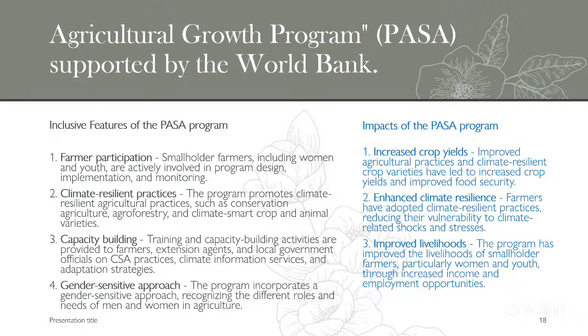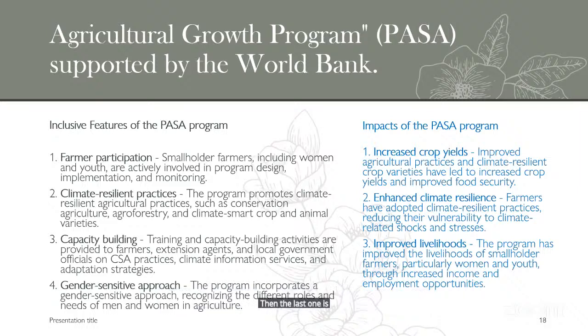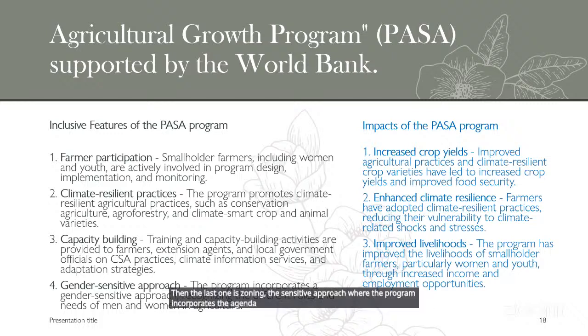Capacity building. Training and capacity building activities are provided to farmers, extension agents, and local government officials on CSA practices, climate information services, and adaptation strategies. Then the last one is the gender-sensitive approach, where the program incorporates a gender-sensitive approach, recognizing the different roles and needs of men and women in agriculture.